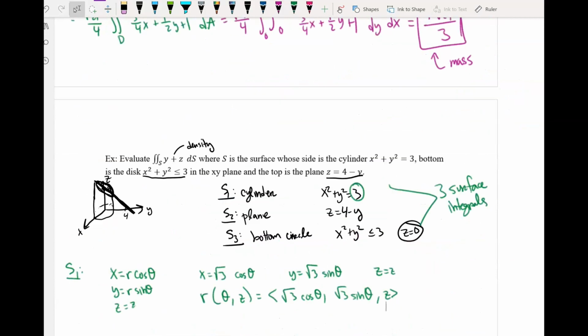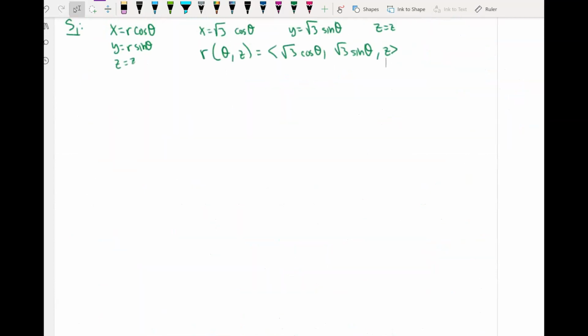Okay, so let's go ahead and take the cross product. We're going to take the partial with respect to theta crossed with the partial with respect to z. So this is equal to the determinant with i hat, j hat, k hat. For the partial with respect to theta, the first component is negative square root of 3 sine theta. The second is square root of 3 cosine theta. And the third doesn't have a theta, so it's going to be 0.